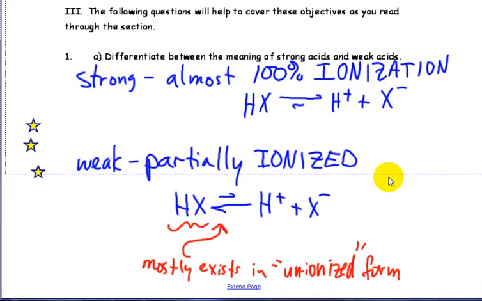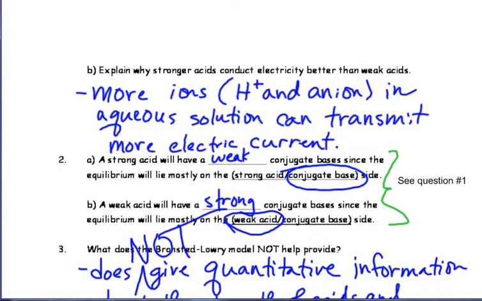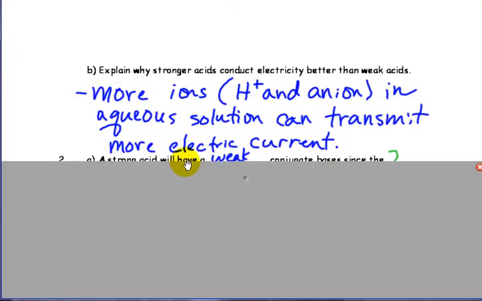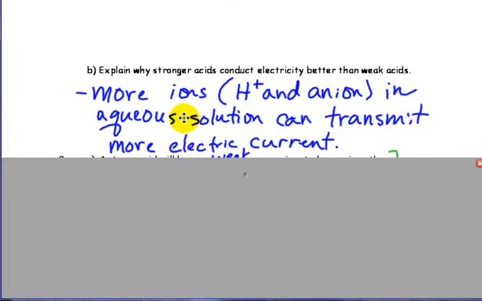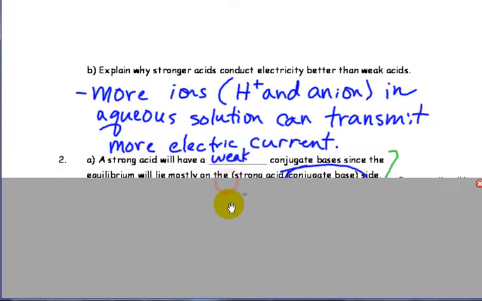Whereas in a weak acid, most of the acid exists in the undissociated, the unionized form. So there's very few H+ ions floating around, giving it weak acid characteristics. Also, the more H+ ions you have floating around, the stronger the electric current could be. The better a conductor it is, the easier it can transmit electric current.